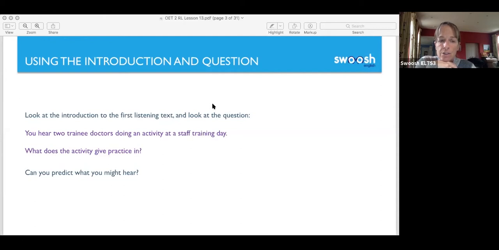So here, for example, you hear two trainee doctors doing an activity at a staff training day. What does the activity give practice in? Okay, so obviously you would then have A, B, or C options to choose from, but I'm just going to show you this first of all. We're just going to focus on the introduction to the question.